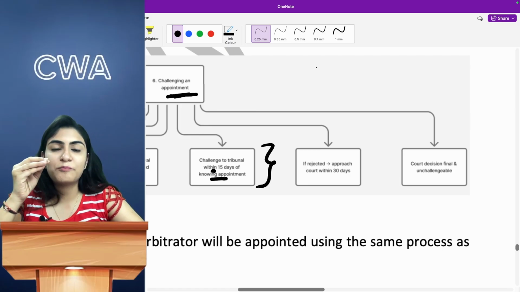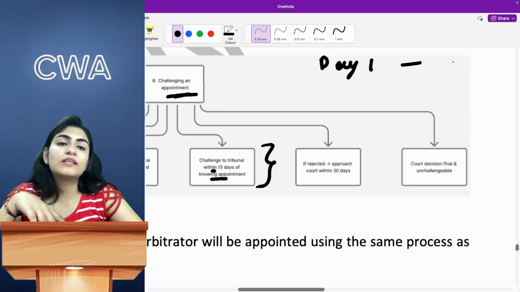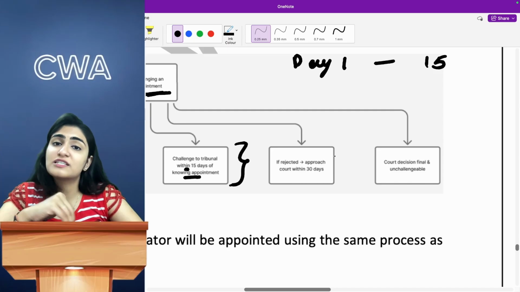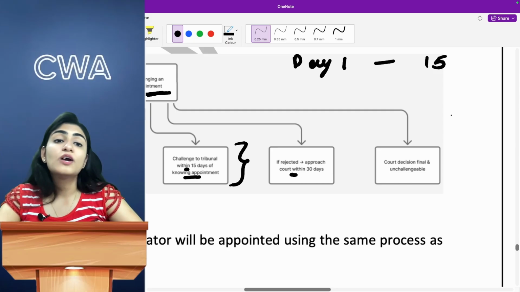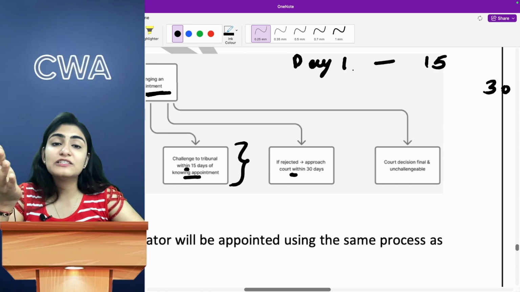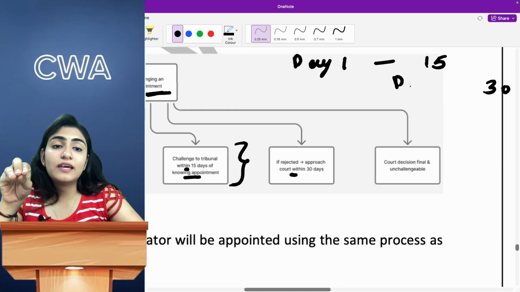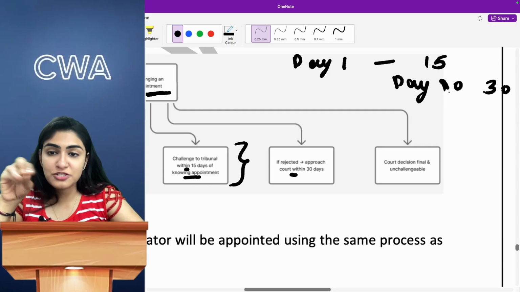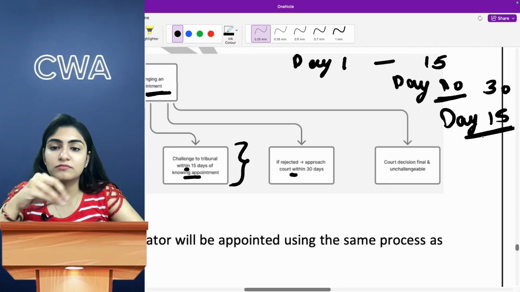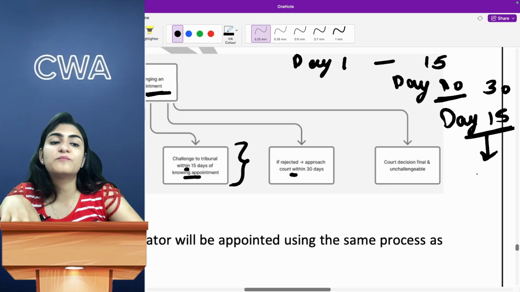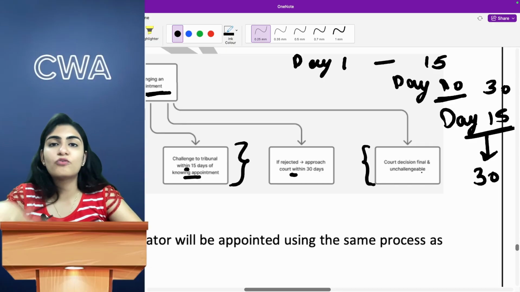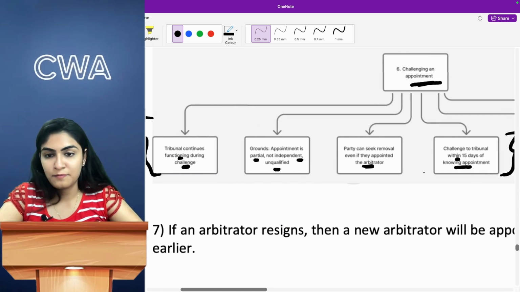Meaning, let's say the appointment happened on day 1. Within 15 days, you can challenge the appointment. If your challenge is rejected by the tribunal, you can go to court within 30 days of being rejected. Let's say on day 1 the appointment was made, on day 10 you challenged, and on day 15 the challenge was rejected. So starting from day 15, within 30 days you can go to the court, and whatever the court's decision is, it will be final and binding.